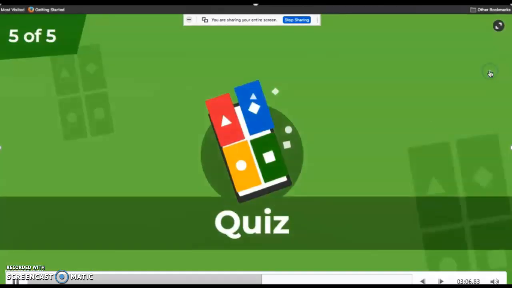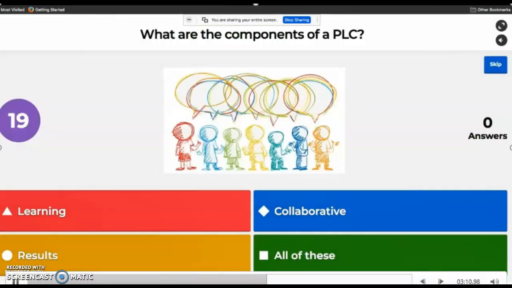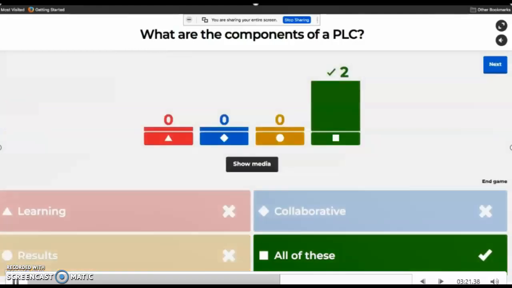Number 5, the question is, what are the components of a PLC? The options are learning, collaborative, and results. And the answer is all of these. The purpose of this question is to know what the standards are and to know that you have to collaborate with your team members, and how to help a troubled kid or how to praise students.